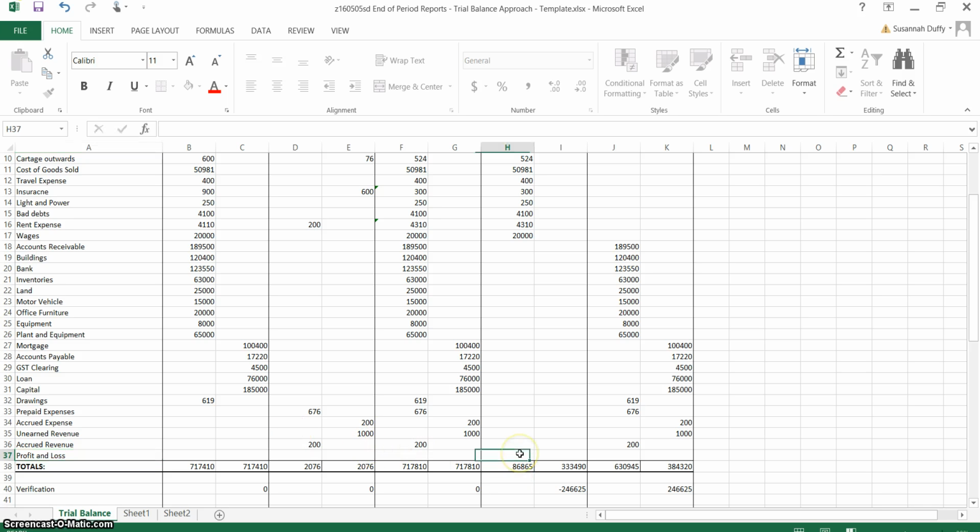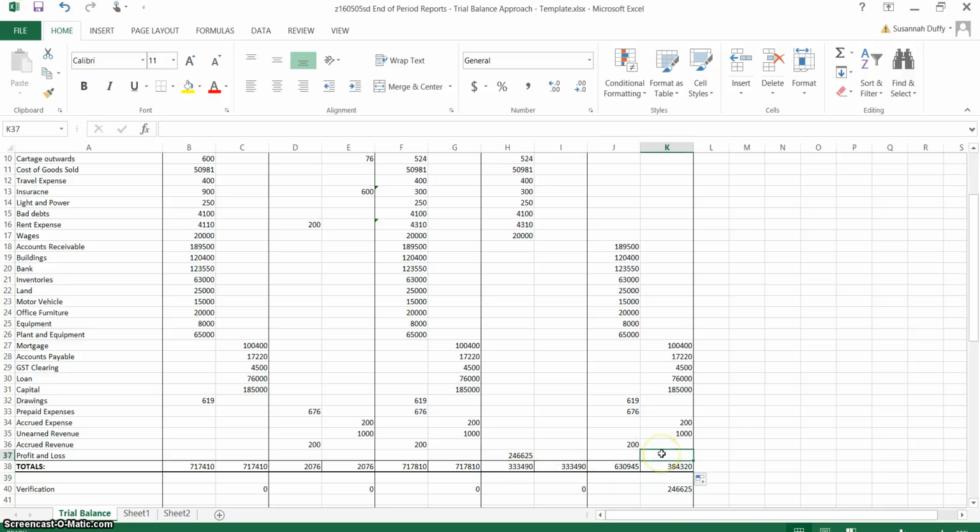So in this situation, we'll put 246,625 to the debit side. And then we just make sure that this is calculating correctly. You can now see that they balance and that equals 0.